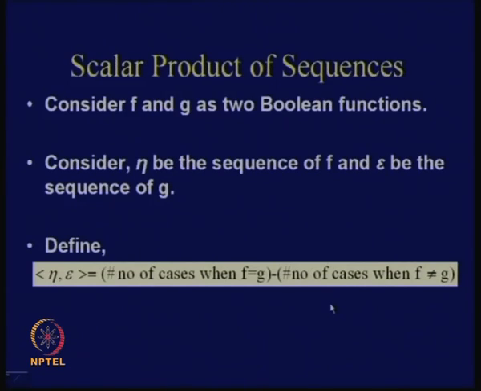Note that your sequence has only two elements, either +1 or -1. When they are not equal, you have 1 in one case and -1 in the other, and when both are the same, you have either 1 1 or -1 -1. In both cases the product computes to +1. So you can enumerate this as the number of cases when f and g match minus the number of cases when f and g do not match. Do you follow?